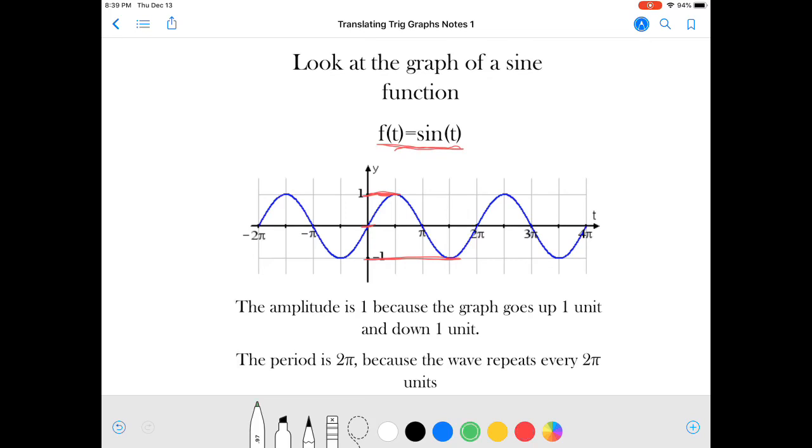The period is 2 pi because the graph goes up above the x-axis and then down below the x-axis and ends up where it began over the span of 2 pi in the x, or in this case, t direction. This is a standard sine function without any transformations. So if someone asks you to graph sine, this is what they're looking for.